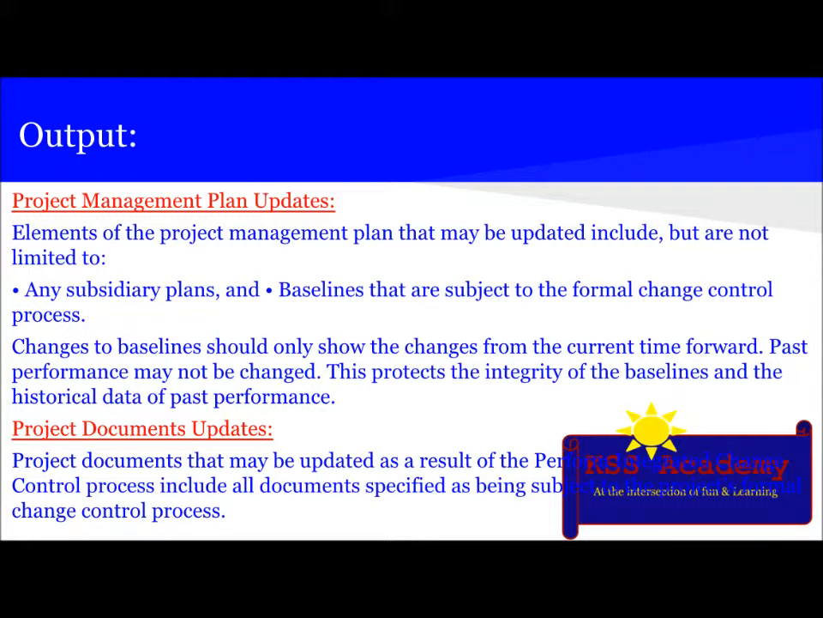Next output is project document updates. Project documents that may be updated as a result of the Perform Integrated Change Control process include all documents specified as being subject to the project's formal change control process.